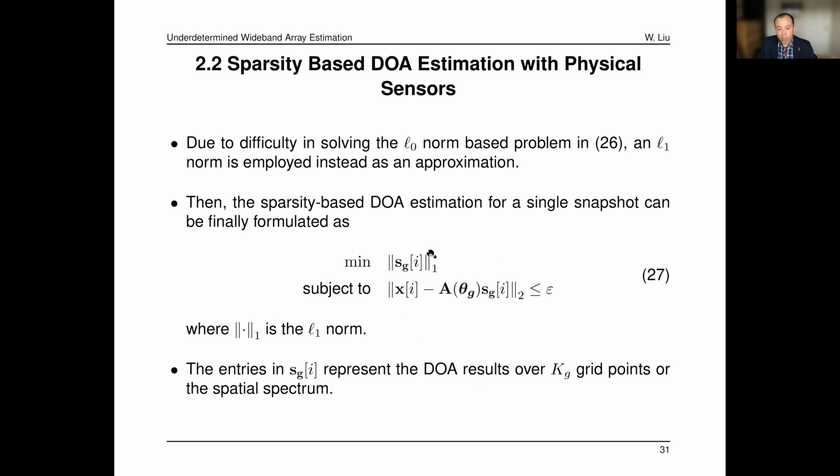So this is the standard formulation for the sparsity-based approach for a single snapshot. Then you can solve this problem using many convex optimization toolboxes available. After running this optimization, you get the result for this s_g[i]. Then you can draw the squared value of this s_g[i], and the peaks will represent the corresponding real source directions.